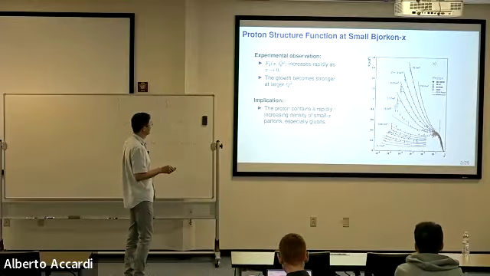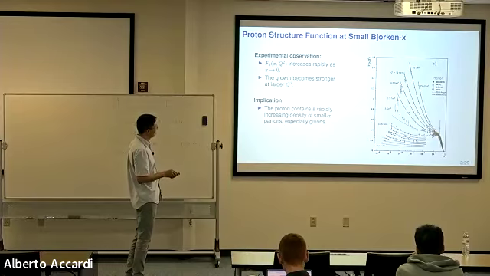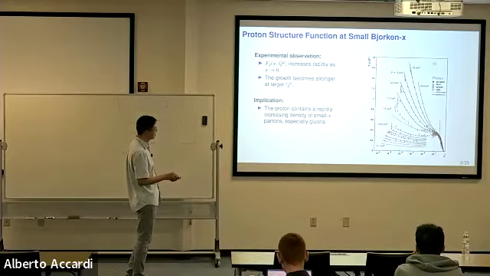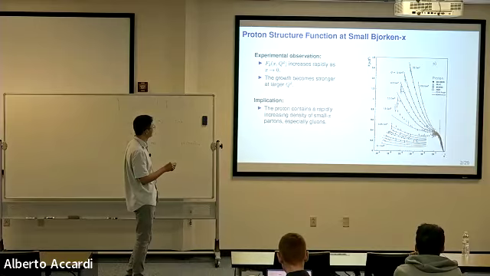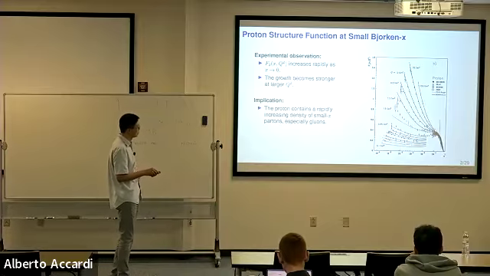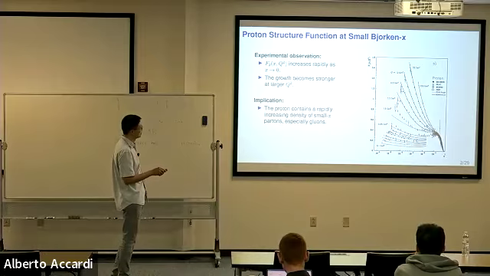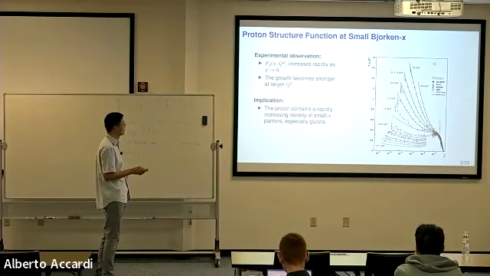There are two observations here. One is it certainly increases rapidly. This is a function of x and q squared, and in this case it's focused on the dependence on x. The data showed that as you go to smaller and smaller x, you have a rapid increase of your structure function F2. And another is that when you have a larger value of q squared, this increase becomes even stronger. That's what these data tell us.